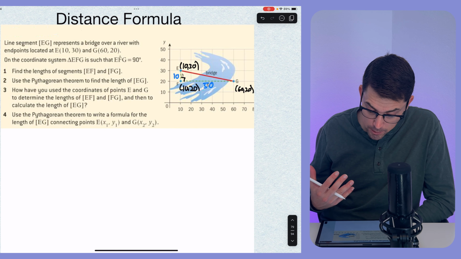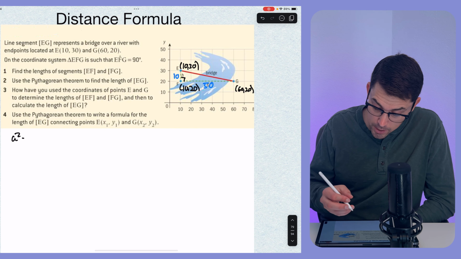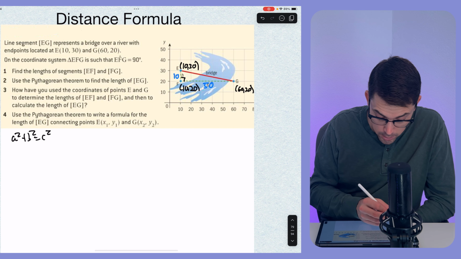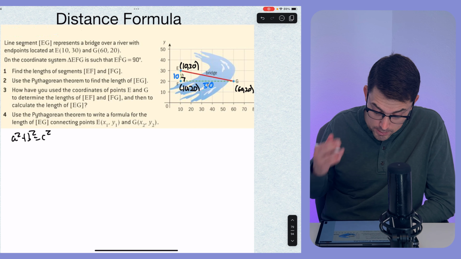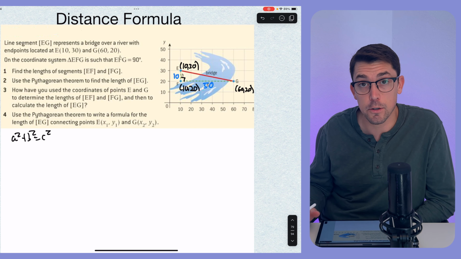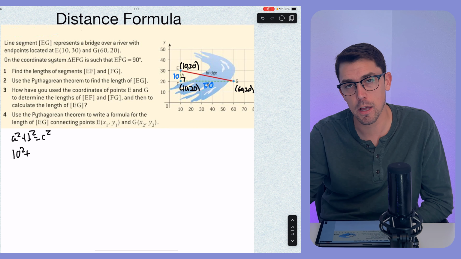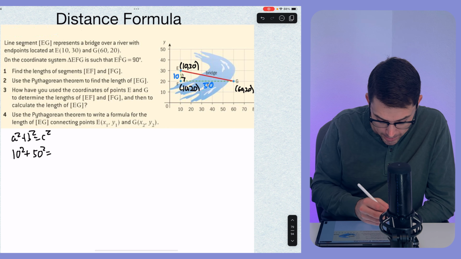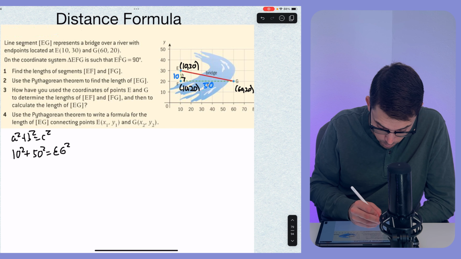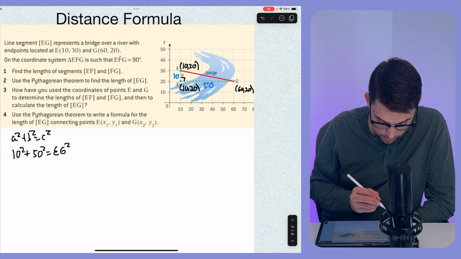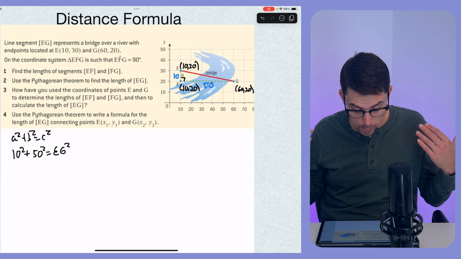So let's use the Pythagorean theorem to find the length of EG. Again, this is a right triangle, so I know that a squared plus b squared equals c squared. That's leg squared plus leg squared equal to the hypotenuse squared, the longest side, the one that's opposite of the 90-degree angle. So in this case, I have 10 squared plus 50 squared, my two legs, and I have my hypotenuse squared, which is EG squared. On your calculator, you do 10 squared plus 50 squared.